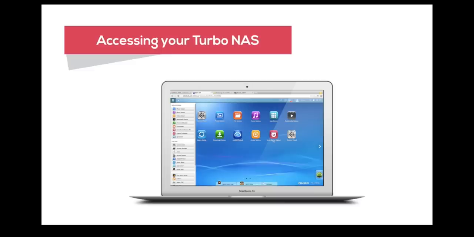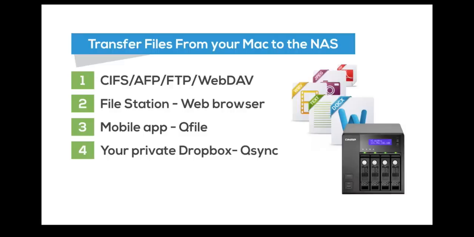Okay, so hopefully that live demo was very easy, and I'm now going to talk about how to access your files that are stored onto your Turbo NAS. There are ways to access your files, which I'll go over one by one. Number one, standard protocols such as SIFS, AFP, FTP, and WebDAV. Two, file station, which is a station that you will see in your QTS homepage, which is accessing all your files through a web browser. Essentially, for number three is the mobile app, which is QFile, which can be downloaded from your Apple App Center, and you can access your NAS wherever you are. Number four is the QSync feature, which is your private Dropbox.